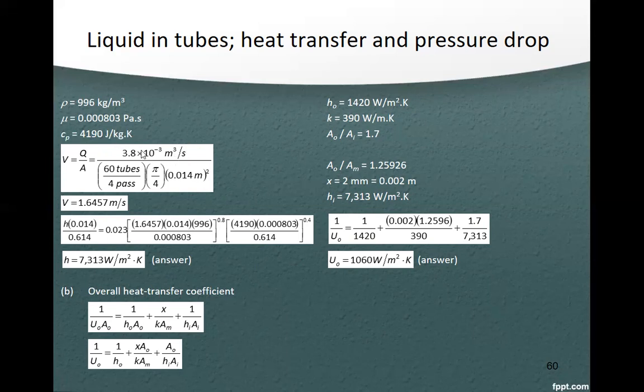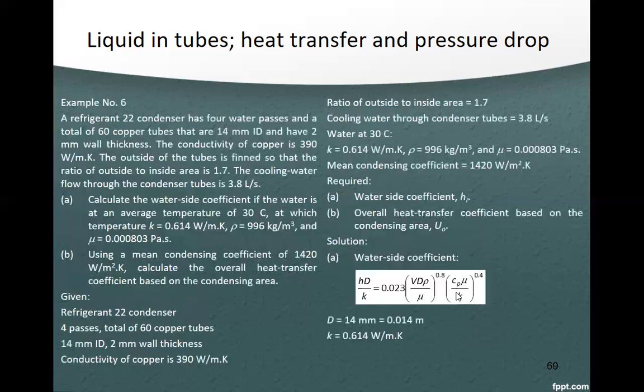Yung flow rate, saan siya mag-flow? 4 pass. So ibig sabihin, 60 tubes total, hatiin mo sa 4. So dito papasok yung water. 15 tubes per pass. Alam nyo na yung pass, di ba? Per pass sa shell and tube. Then the tube area is pi over 4 times 0.014 meter squared. So the velocity is 1.6457 meters per second. Substitute values dito.